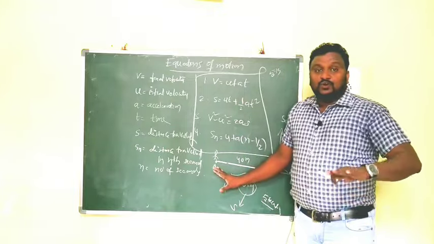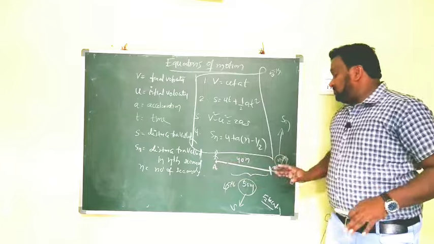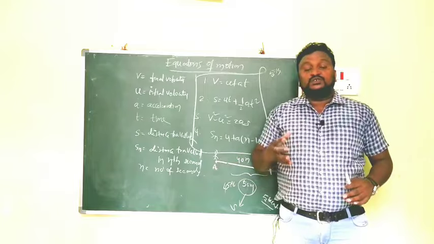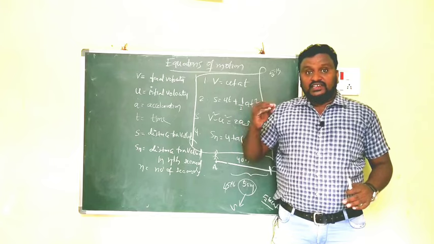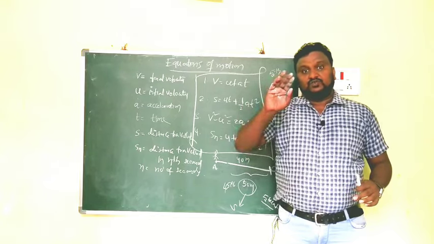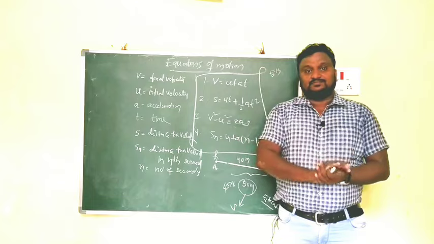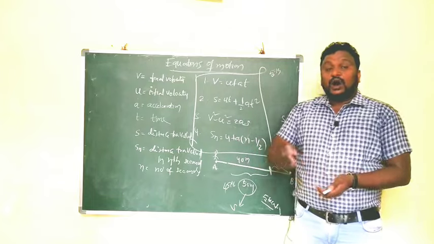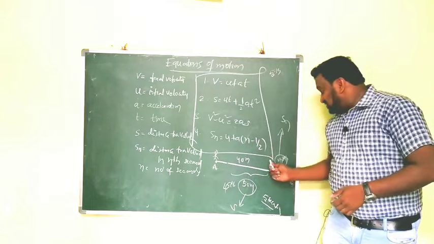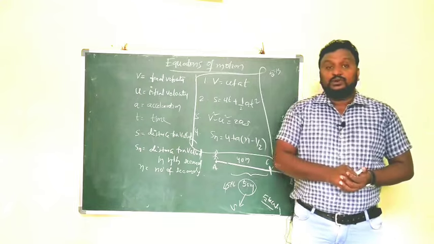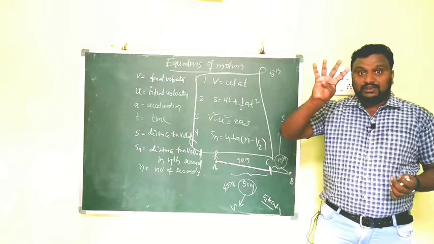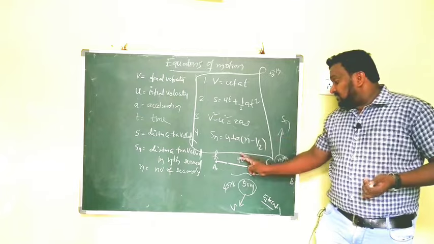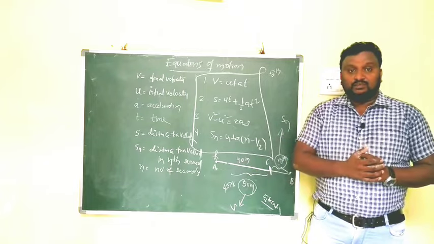A boy is starting his walk from A to B. The distance is how much? 50 meters. He covered the distance of 50 meters in 5 seconds. Clear, children? So after 4 seconds, he is at the position C. At position C, the time completed is 4 seconds. How much distance covered? 40 meters.